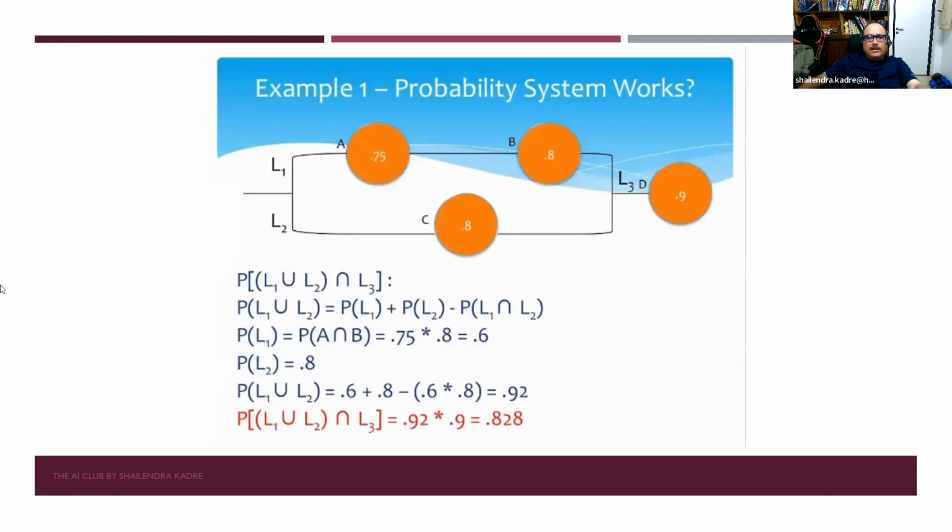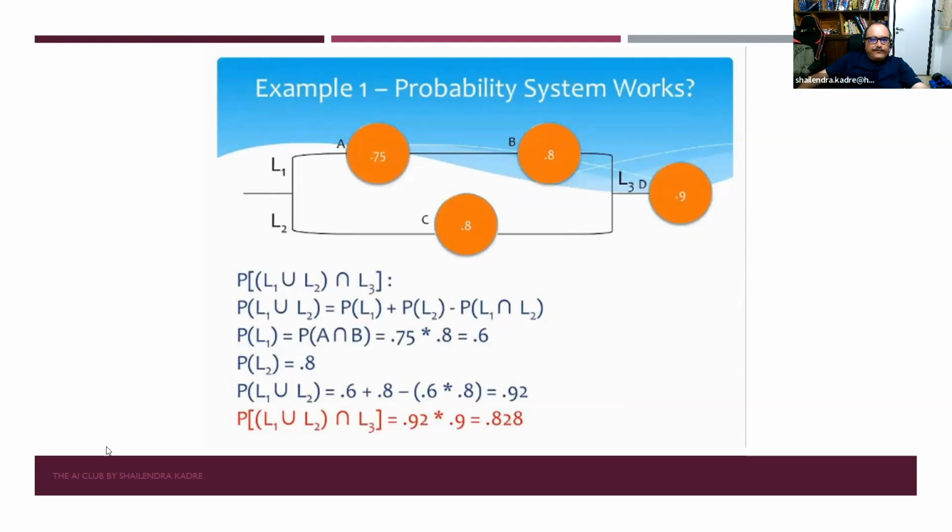Now this is a little bit more complicated example. A and B are connected in series, to which part C is connected in parallel. And there is another part D with 0.9 probability, which is connected in series. If you want, you can solve it. If A and B are connected in series, their probability will be the intersection, so 0.75 into 0.8, right? Then you have to find the parallel probability, and after that the series probability again. See here how they have solved it.